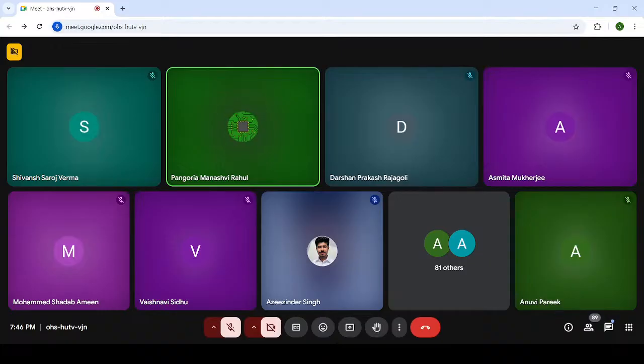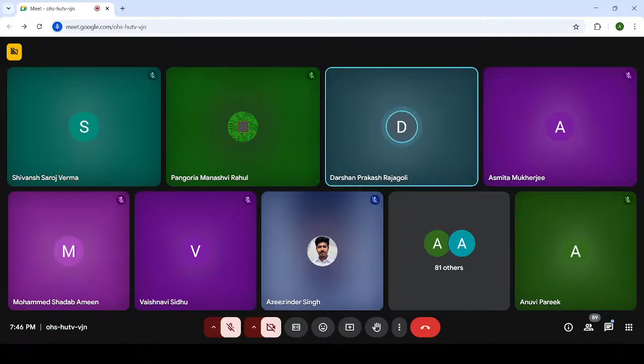Okay, we have another question addressed to Shivansh and Manashvi. Can you elaborate on what exactly you are required to do in the internship?